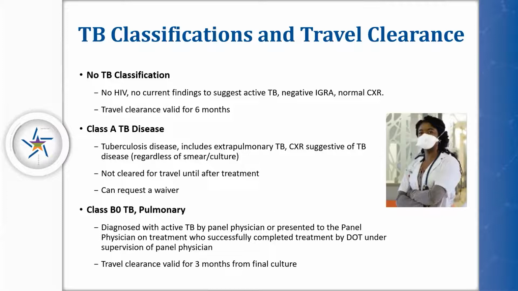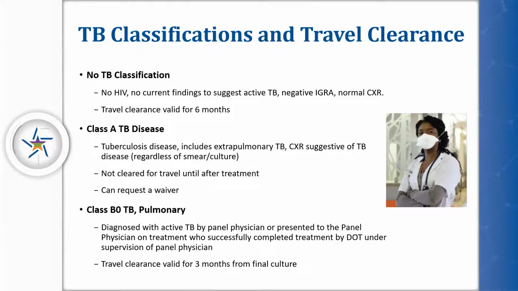The Class A TB disease, also rather simple. These are individuals with tuberculosis disease. This can include extrapulmonary disease with a chest x-ray suggestive of TB disease. Remember, extrapulmonary disease in and of itself is not considered TB disease unless it's in the lung parenchyma, the pleura, the intrathoracic lymph nodes, and laryngeal disease.